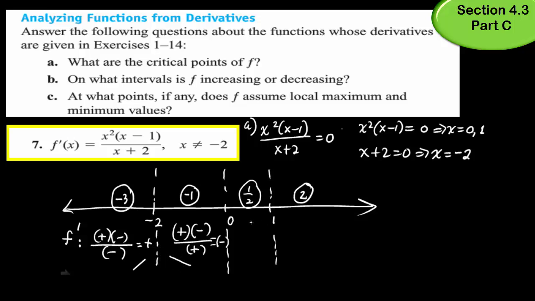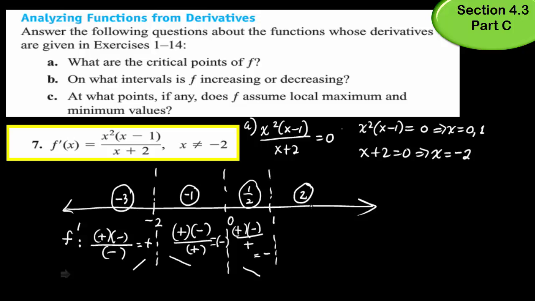Then let's try 1/2. When you square 1/2, it's still positive. Then 1/2 minus 1 is negative. Then 1/2 plus 2 is positive. So in all, it would be negative. If it's negative, it's still decreasing. So decreasing to decreasing means there's no extreme value occurring at x equal to 0.